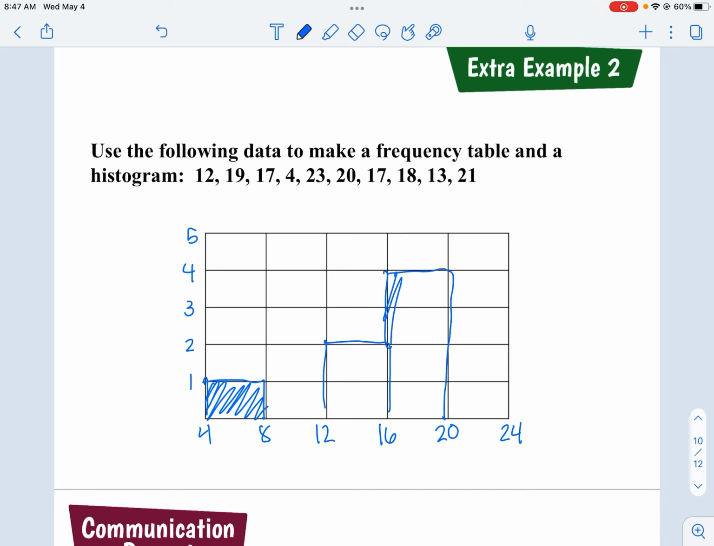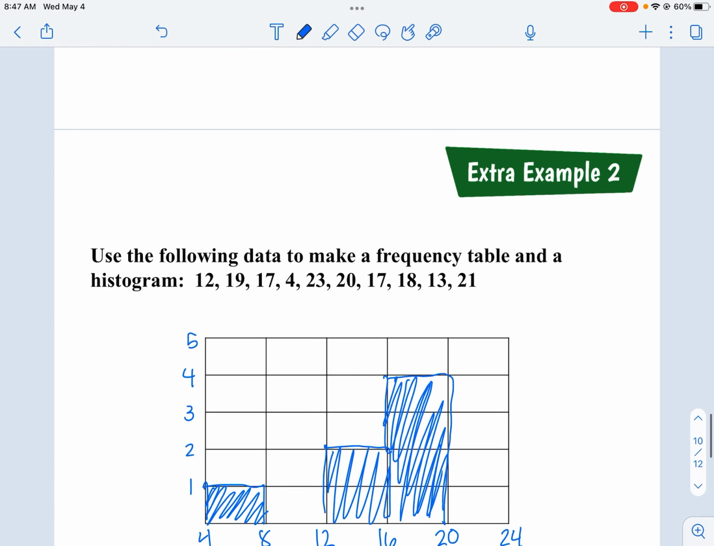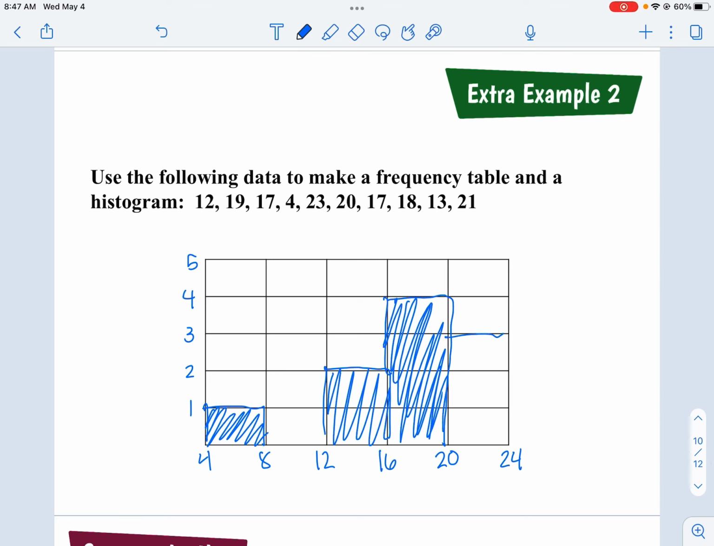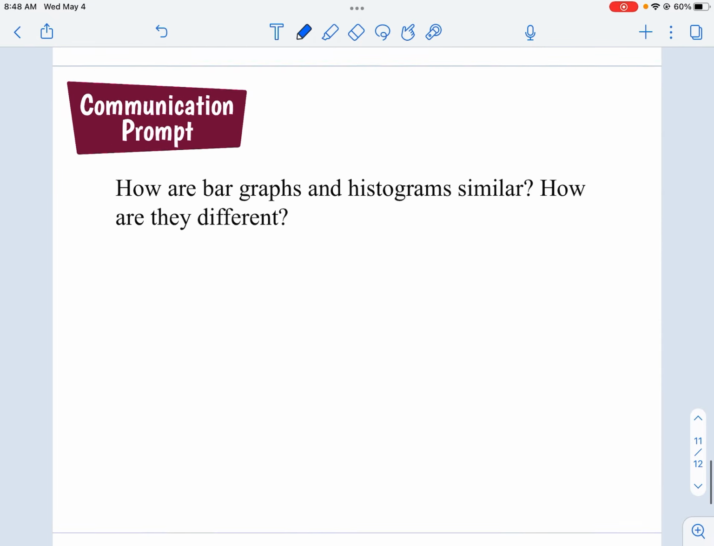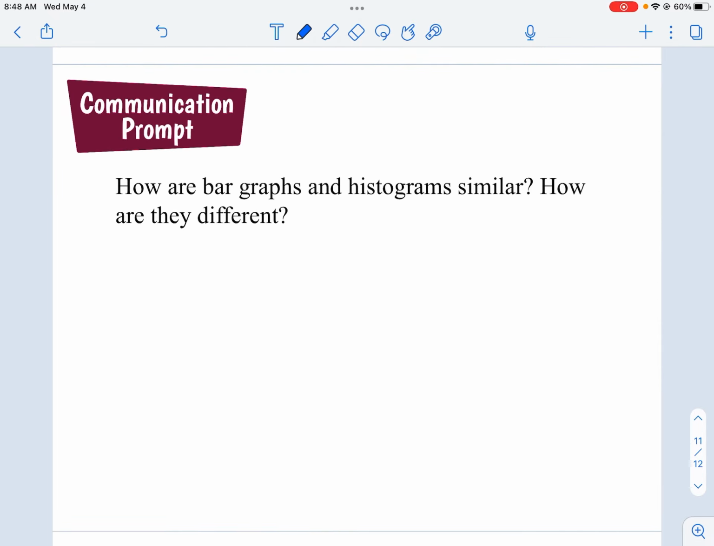Oh, I forgot to color that one in. Okay. And then there's 3 tallies in 20 to 24. Okay. So it should look like this. So it's not too bad. You will have to do something very similar to this on your homework. So make sure you're understanding it. Okay. And then I want you to write on here, how are bar graphs and histograms similar? And then how are they different?